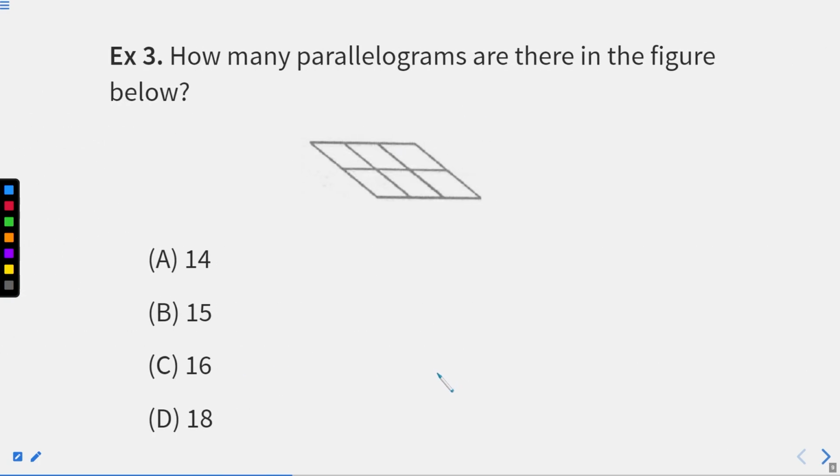We will move to the next question. First, in the first question, we were dealing with the number of lines.